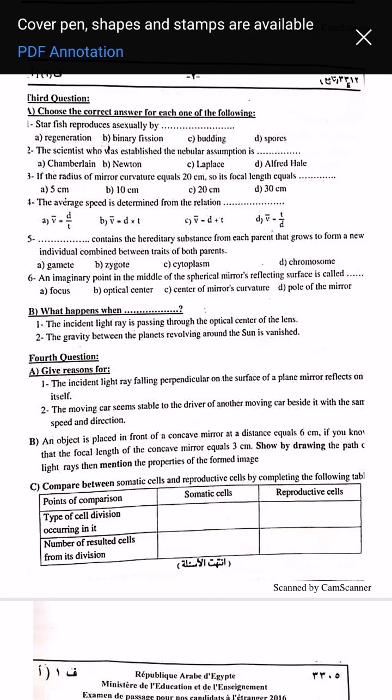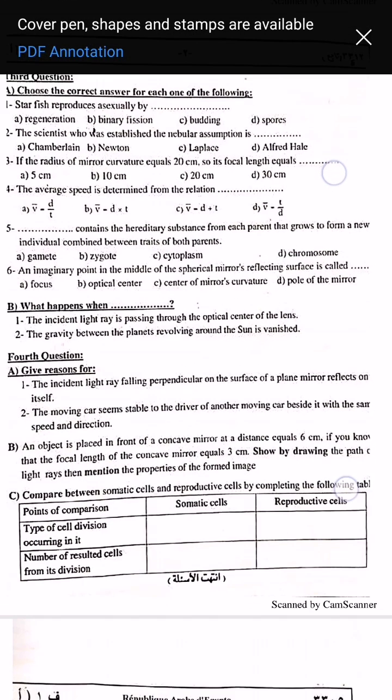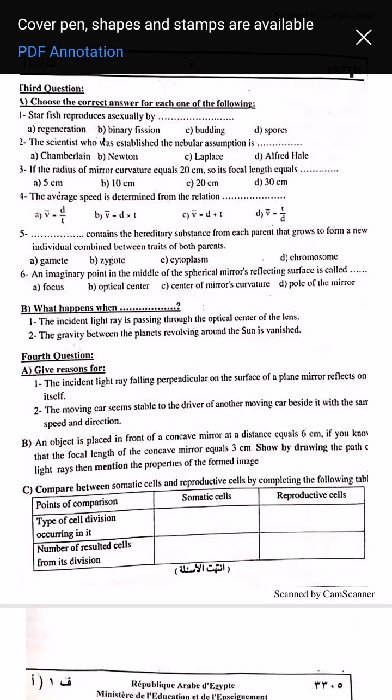Number 5, it contains a hereditary substance from each parent that grows to form a new individual combining traits of both parents: gamete, zygote, cytoplasm, or chromosome. The answer is zygote. The zygote contains the hereditary substance from each parent, and it grows, forming a new individual.